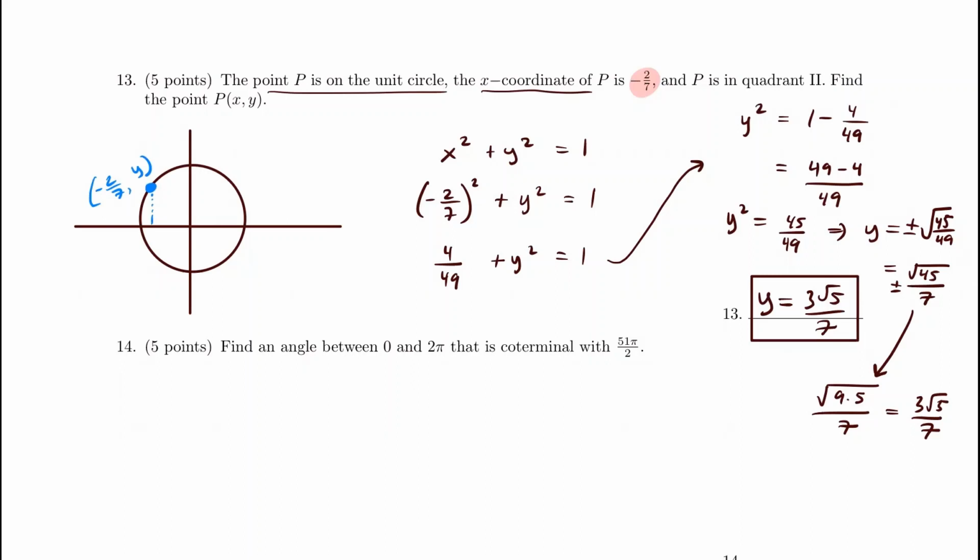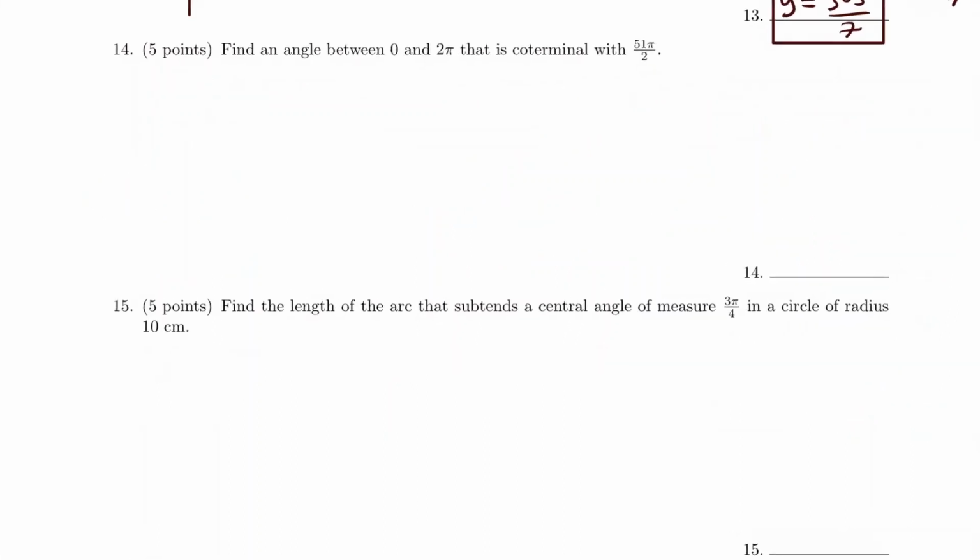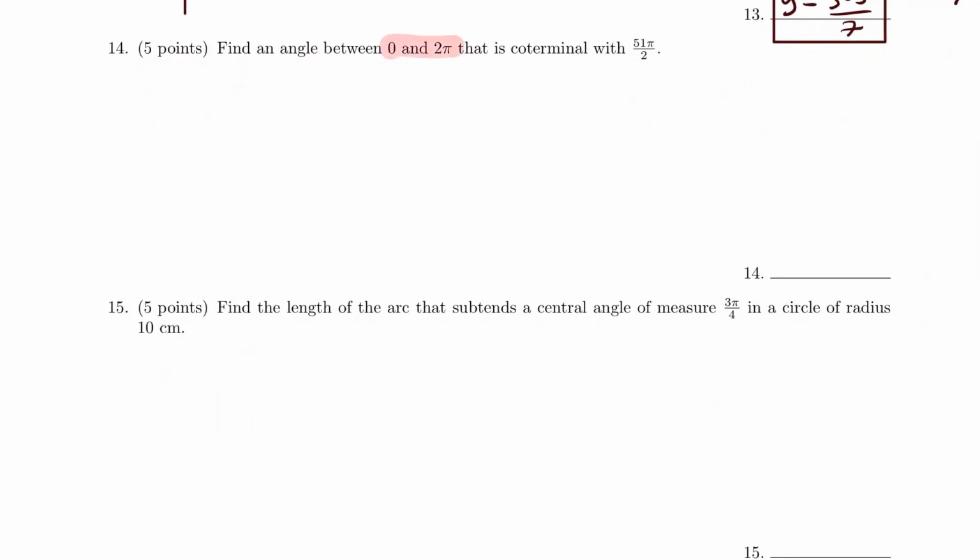It's positive. For number 14, we want to find an angle between 0 and 2 pi that is coterminal with 51 pi over 2. Okay, so 51 pi over 2, let's see how large that is. I'm going to go ahead and simplify this. So 2 does divide 51, but it has a remainder. So if I just write that as 50 pi over 2 plus 1 pi over 2, that's 51 pi over 2. And now 2 divides 50 evenly. So this would be 25 pi plus a pi over 2.